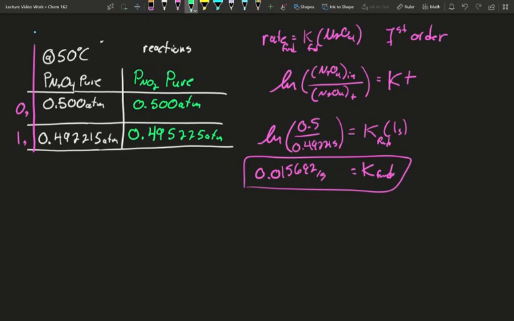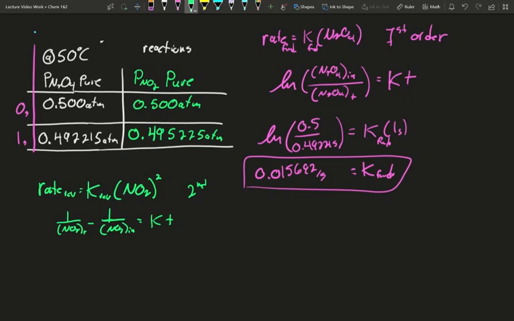So we can find our K forward. If we want to do our K reverse, well, similar idea. My rate in the reverse direction is going to be equal to K reverse times the pressure of NO2 squared. Now this is not a first order rate law. This is a second order, which means we're going to need the second order integrated rate law. 1 over the pressure at time minus 1 over the pressure initial must equal Kt.